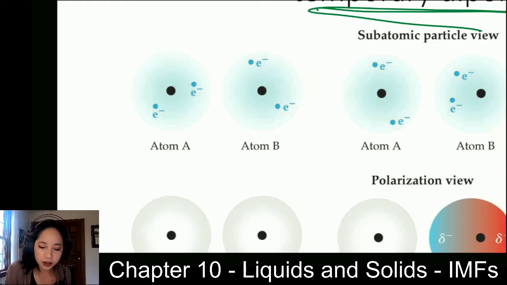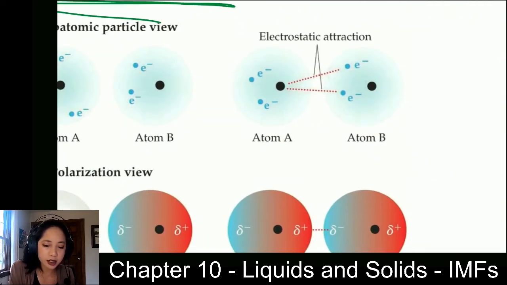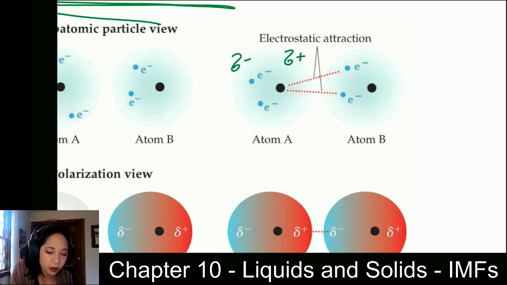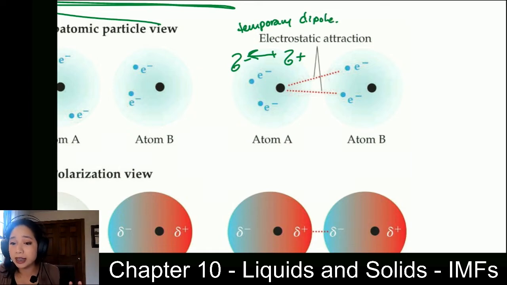So in this picture you see how both of the electrons are on one side of the atom. So we have a partially negative end of that atom and a partially positive end of that atom, because all of the electrons are on one side of the atom, but just in one snapshot of time. And so this is a temporary dipole, and it's a consequence of those electrons moving in their electron clouds.